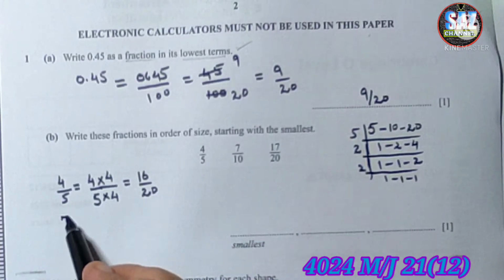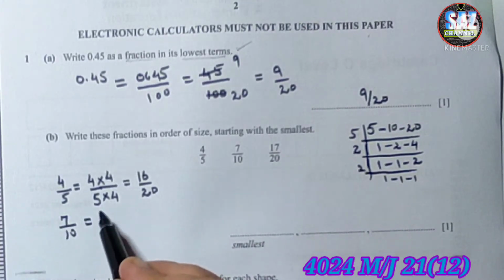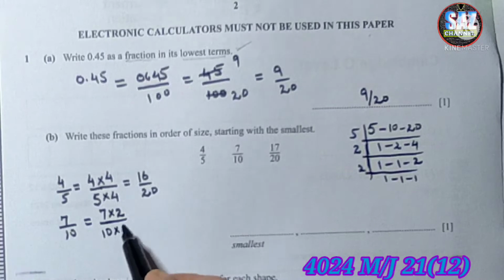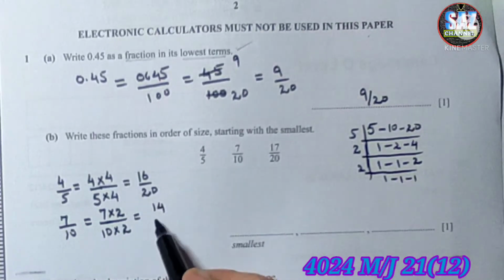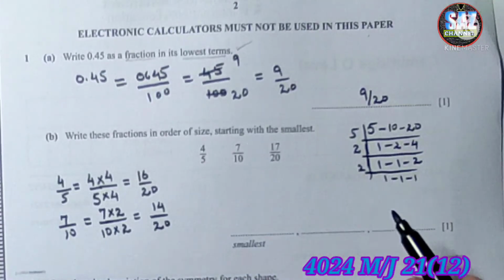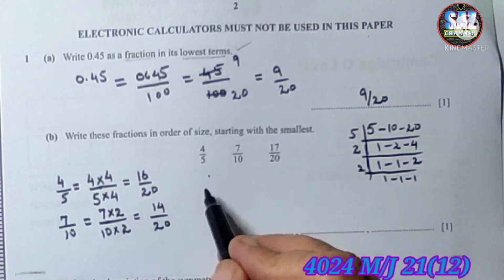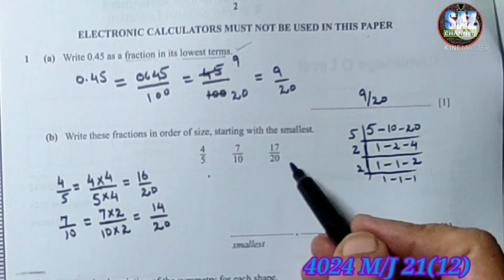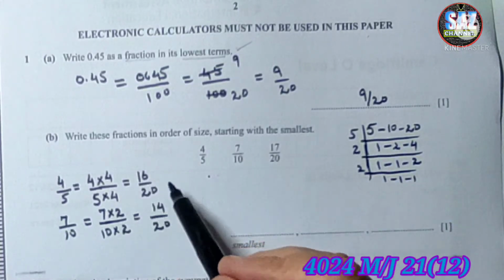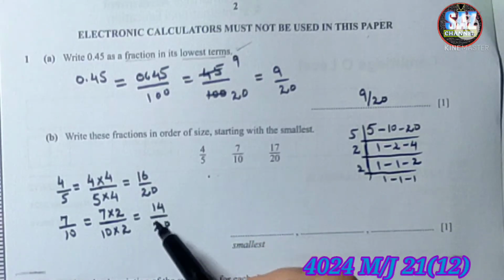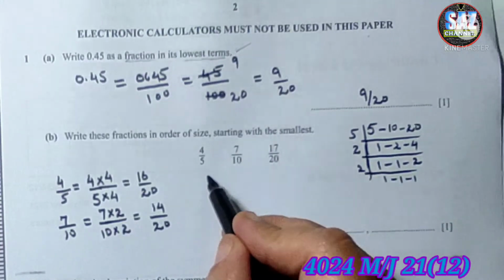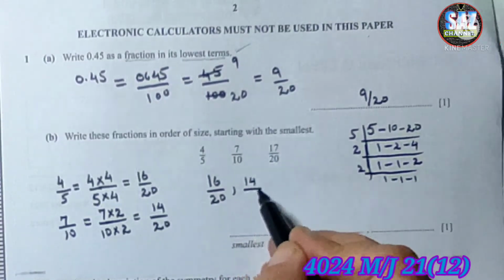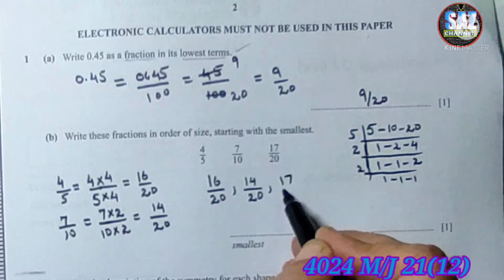And then 7 by 10 equals to 7 multiplied by 2 and 10 multiplied by 2, which is equal to 14 by 20. And moving to the third fraction which is given in the question, that is 17 by 20. So as the LCM and the denominator is same, we are not going to do anything with this. Now the same denominator forms that we are getting are 16 by 20, 14 by 20 and 17 by 20.